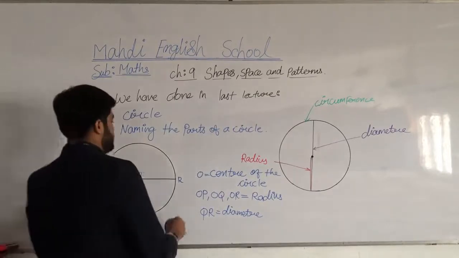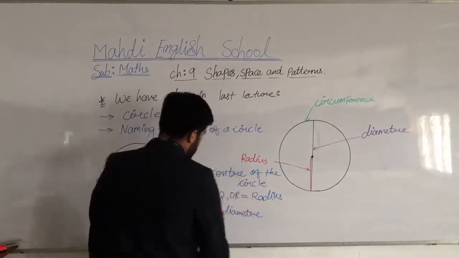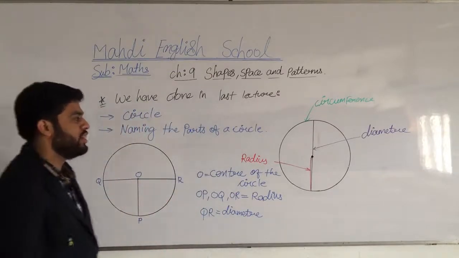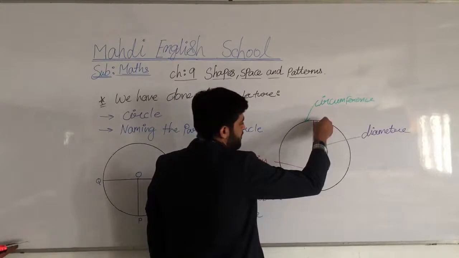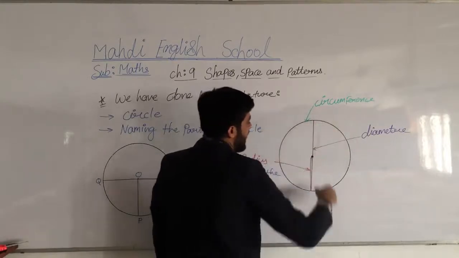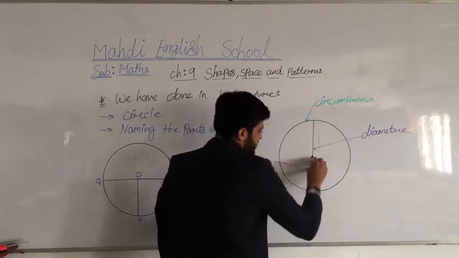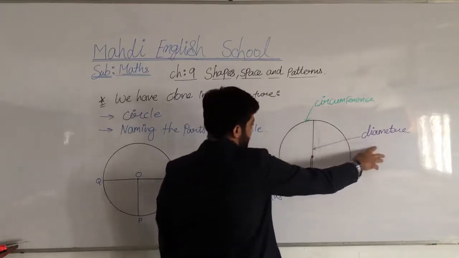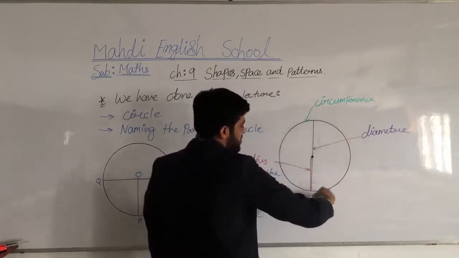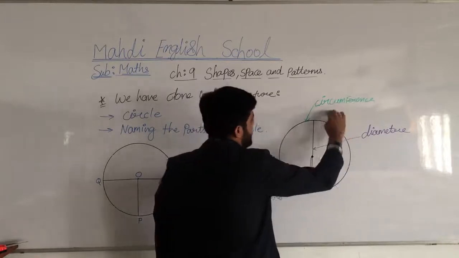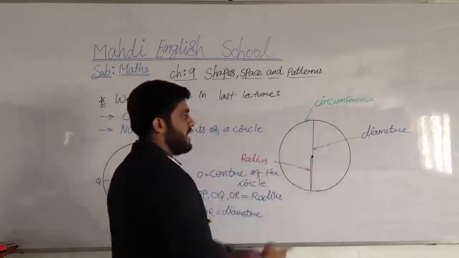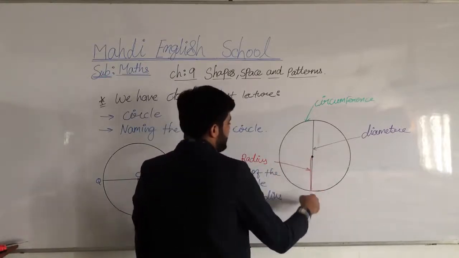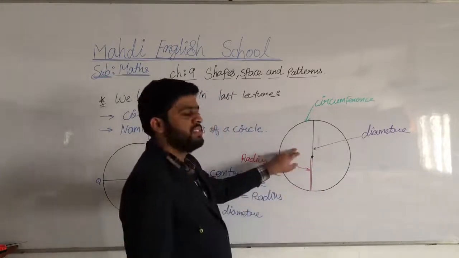O means this middle part, the center of the circle. OP. Okay, now I will explain here. See, this black line in the middle, the whole middle line, is called a diameter. This black circle wall is called the circumference, and this red line is the radius of this circle.